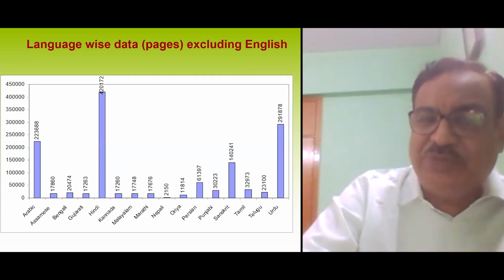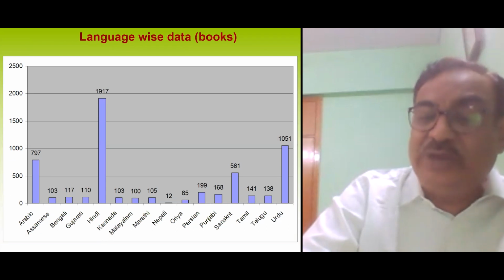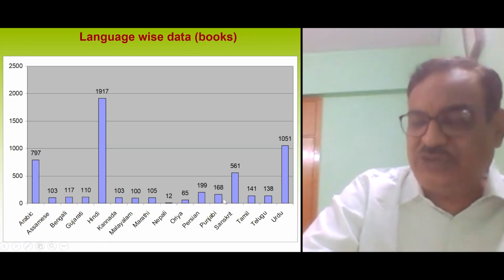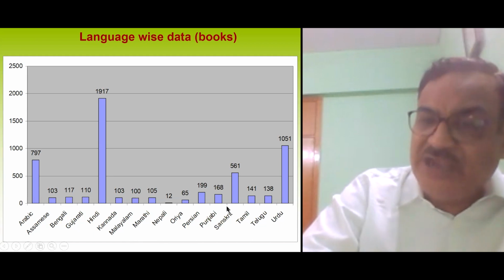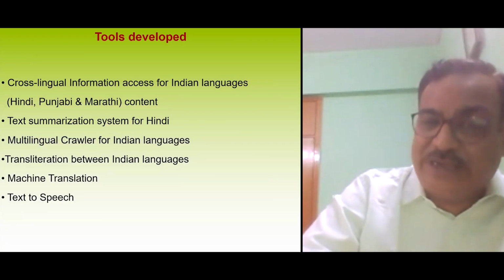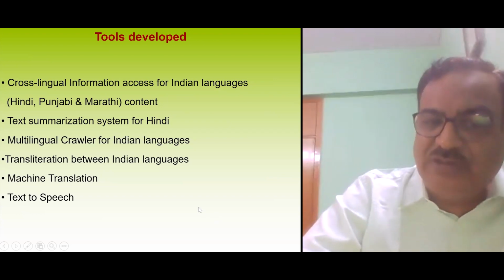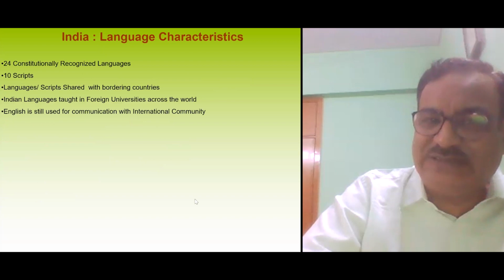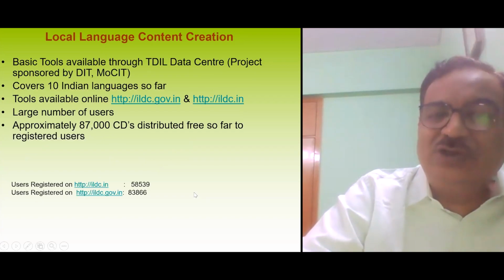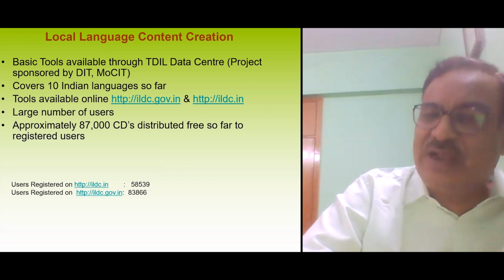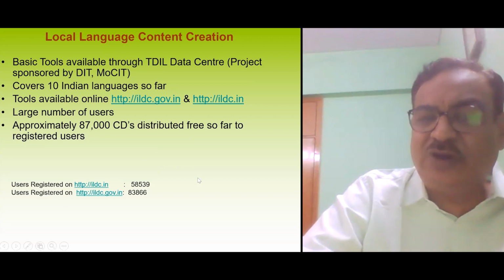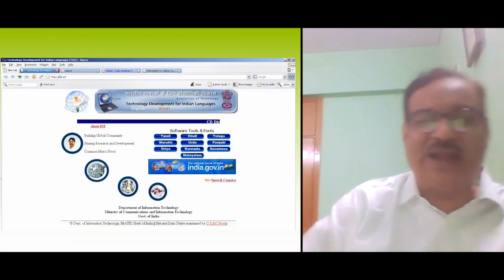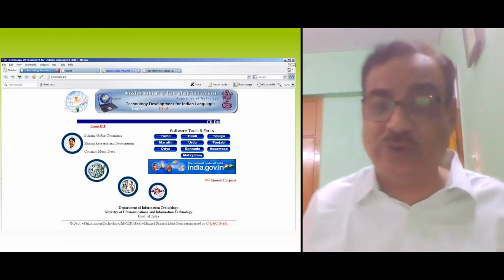We used to scan so many pages, so many books, and so many languages. Almost 14 languages we covered, and almost 9 different scripts. And as an outcome, we created tools of this nature: machine translation, transliteration tools, multilingual crawlers, text summarizers, cross-lingual information access systems, and like that. Those tools are also available now on ildc.gov.in. We uploaded them there. But another outcome came out of the digital library.